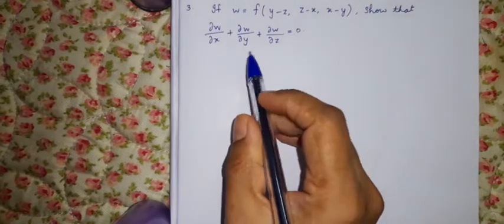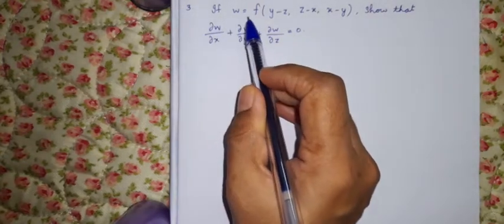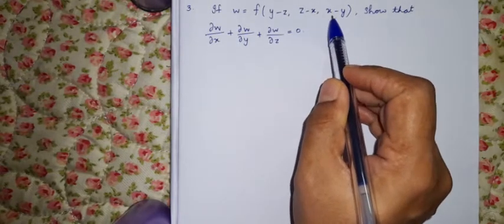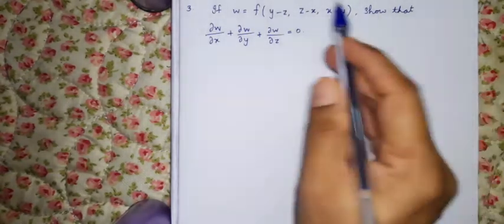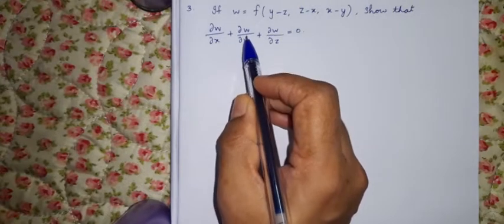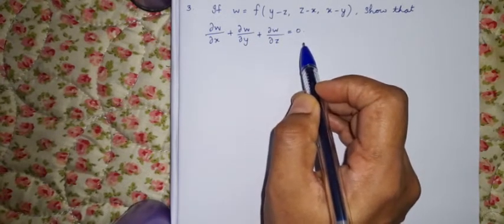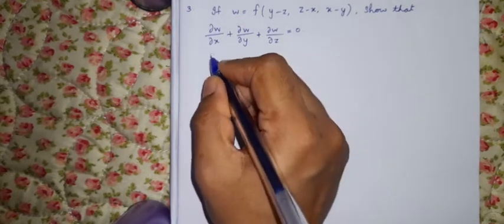This is the question. If w is equal to f of (y minus z, z minus x, x minus y), show that ∂w/∂x plus ∂w/∂y plus ∂w/∂z is equal to 0. Solution.